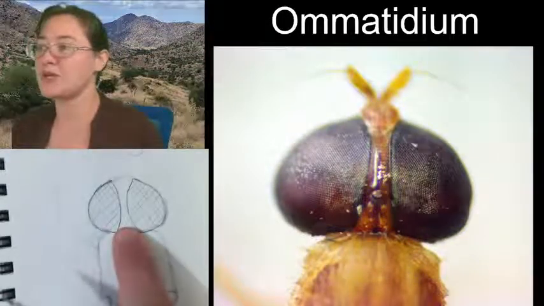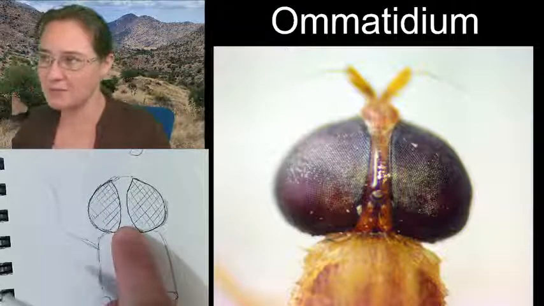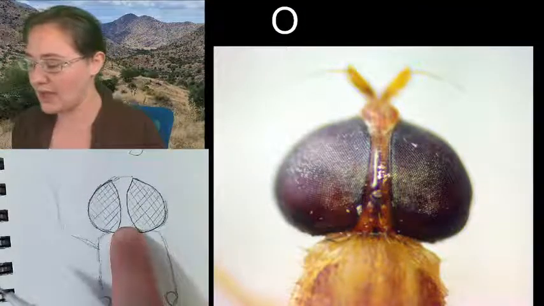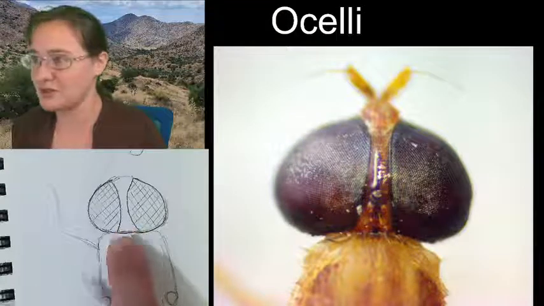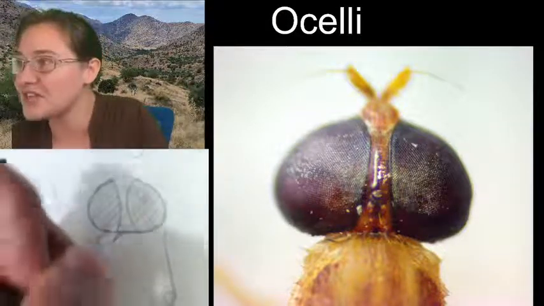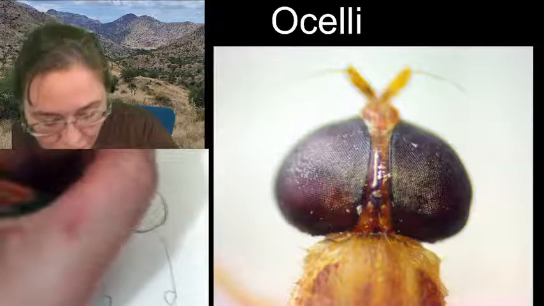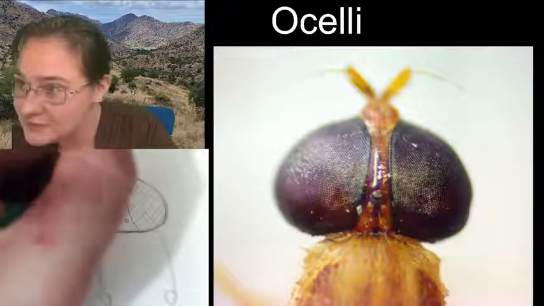All right. If we are looking all the way down here in between, on the top of our head, closer to the thorax, we have our ocelli. Like I said earlier, those are our little simple eyes. So I'm going to make sure those are sketched in. And they form a little triangle here.